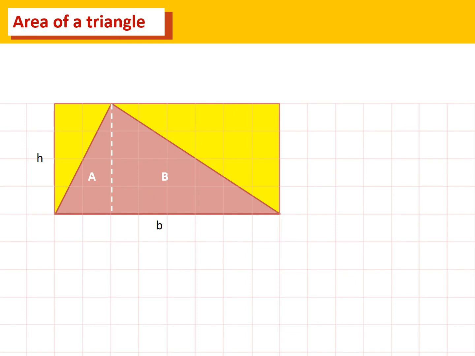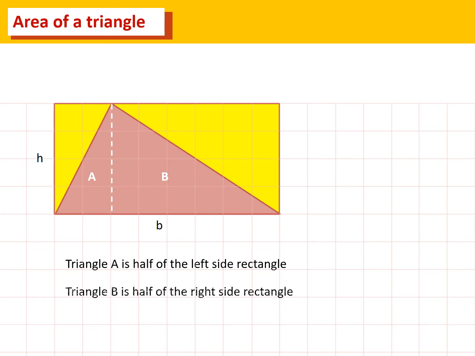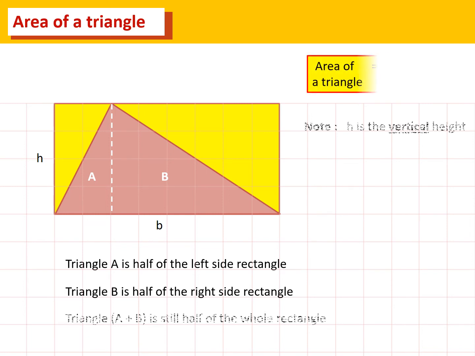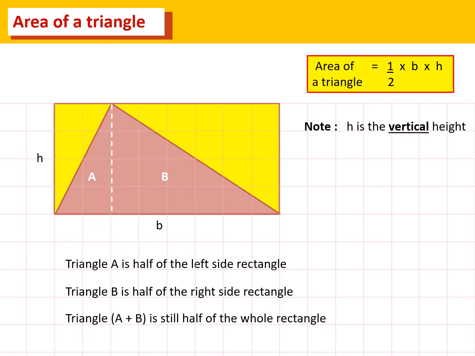So once again, our original triangle is half the rectangle. Triangle A is half of the left-hand side, triangle B is half of the right-hand side, and therefore A plus B is still half of the whole rectangle. So the area is still a half times base times height.